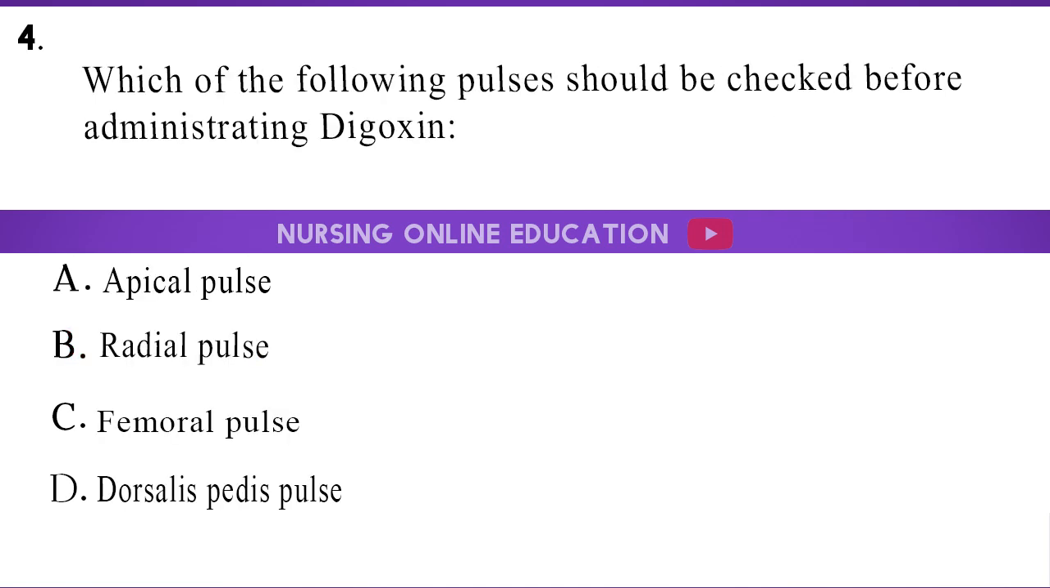4. Which of the following pulses should be checked before administering digoxin? A. Apical pulse. B. Radial pulse. C. Femoral pulse. D. Dorsalis pedis pulse. The answer is option A, apical pulse.